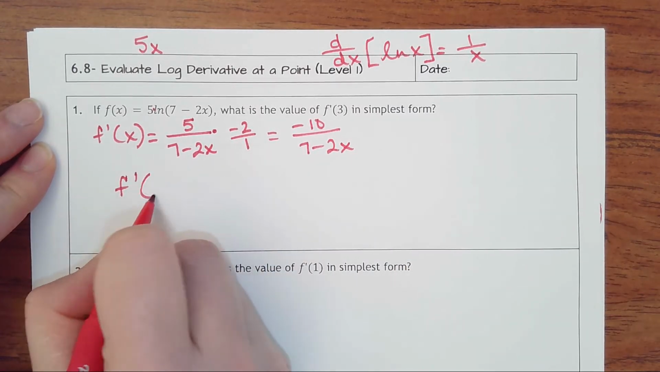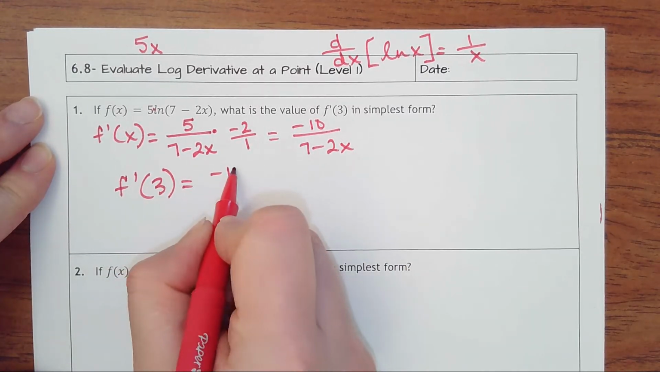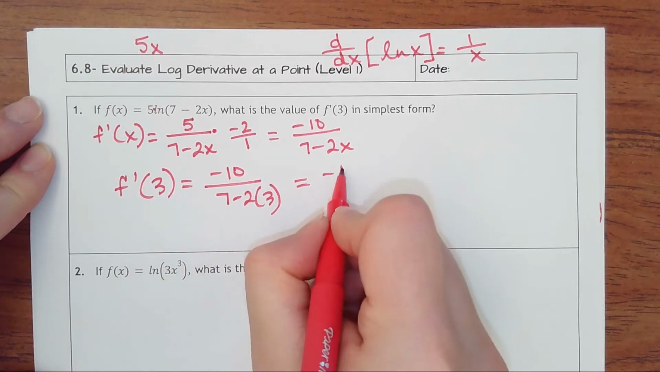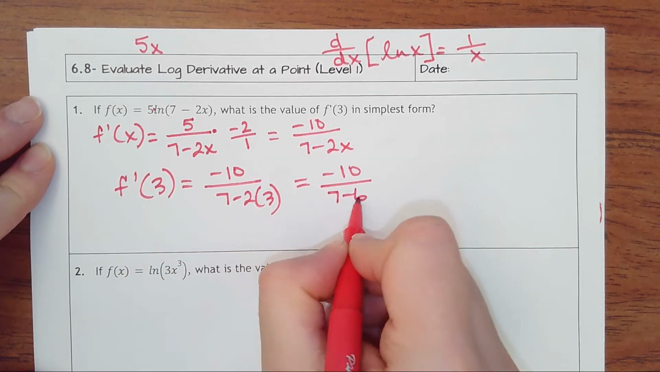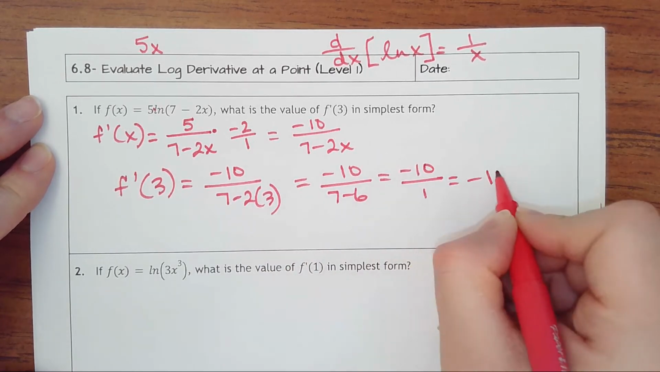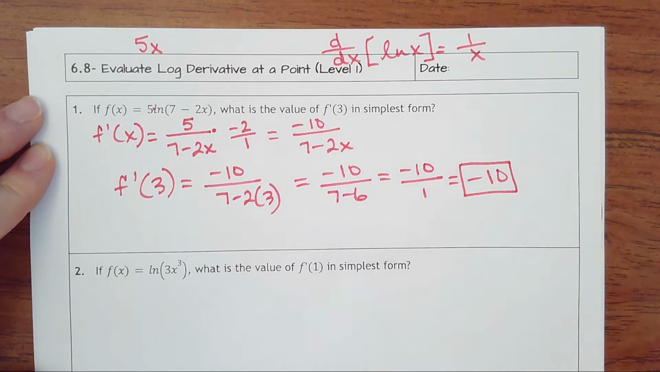Plug in specifically 3. I get negative 10 over 1, which is negative 10, would be my slope. So that one's pretty simple.